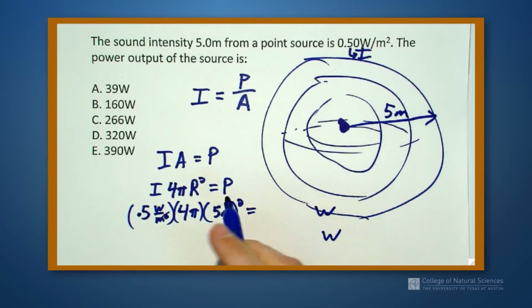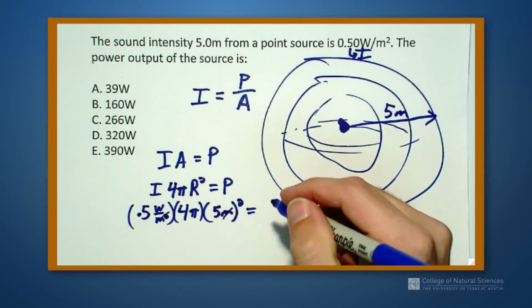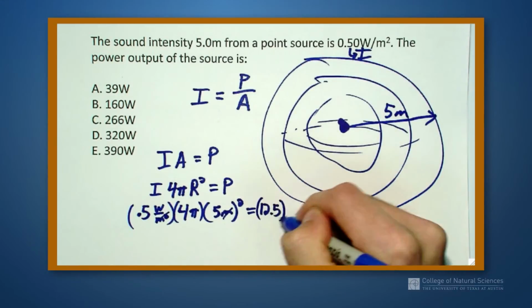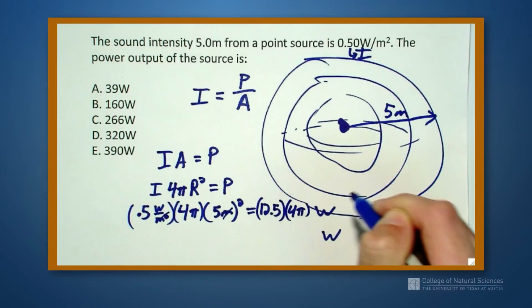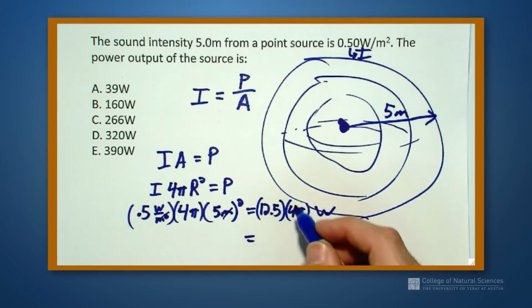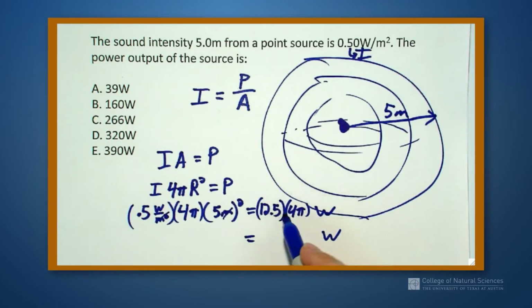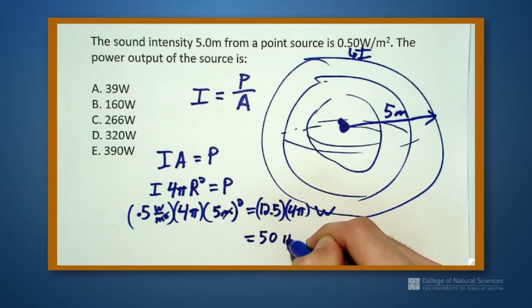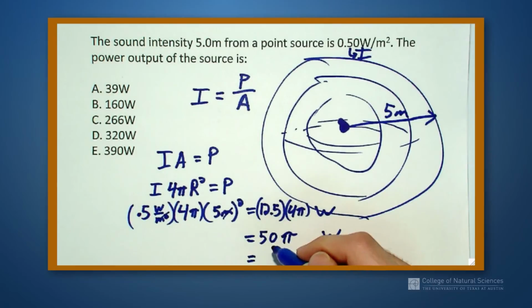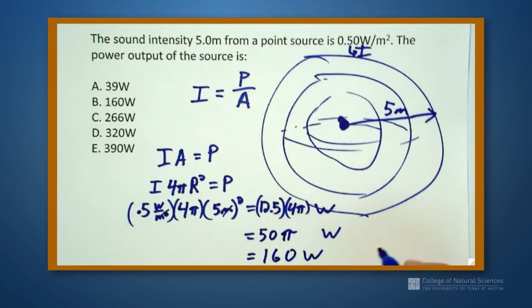And the watts at the end is going to be 0.5 times 25. So this is going to be 12.5 times 4 pi, which is going to be, well, 4 times 12.5 is 50, so 50 pi, which works out to be around 160 watts.